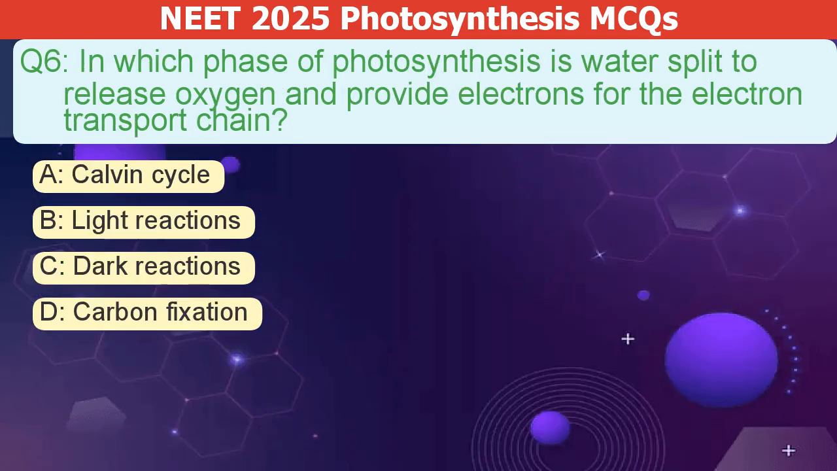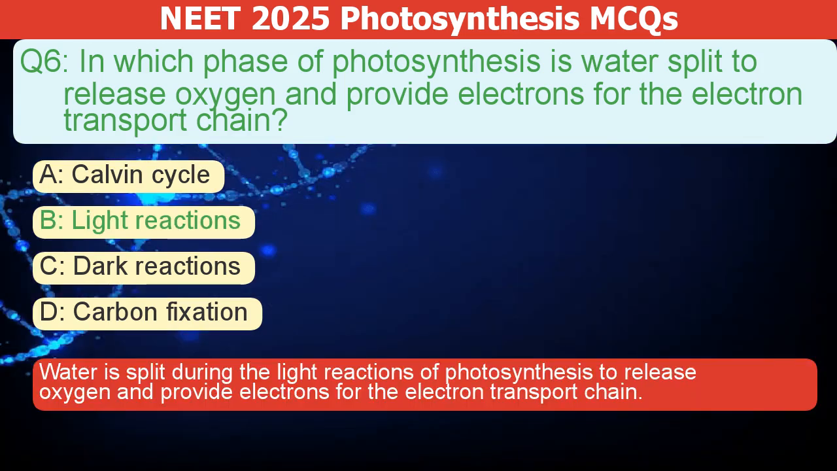In which phase of photosynthesis is water split to release oxygen and provide electrons for the electron transport chain? A. Calvin cycle. B. Light reactions. C. Dark reactions. D. Carbon fixation. The correct answer is B. Water is split during the light reactions of photosynthesis to release oxygen and provide electrons for the electron transport chain.